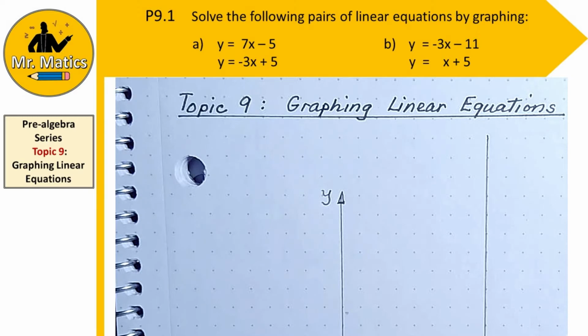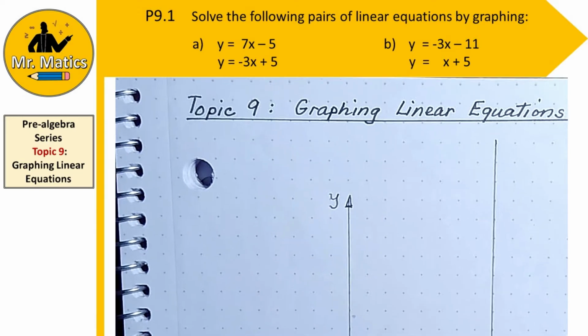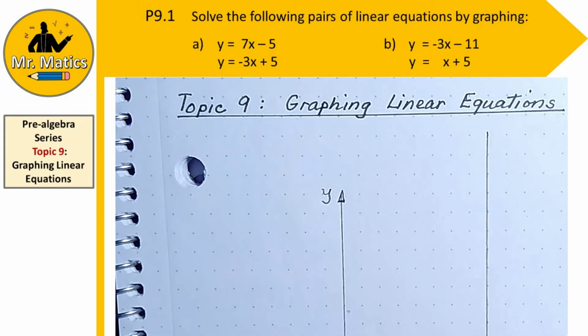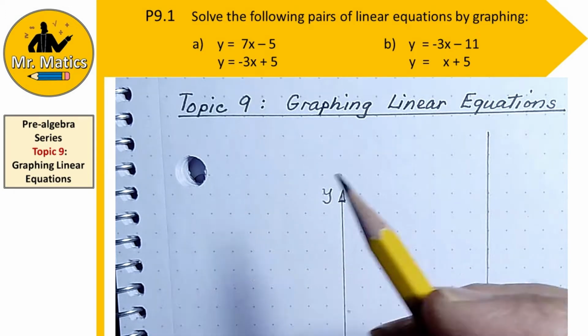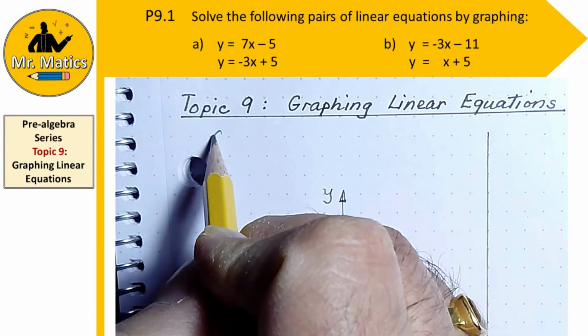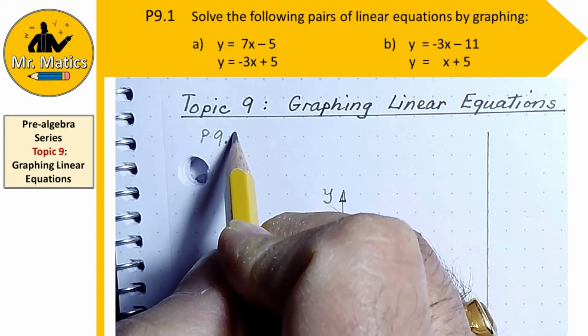Welcome back. Today we are going to do topic 9, graphing linear equations. Now, why are these simple equations that we work with called linear equations? Because when you plot x versus y, you get a straight line. That's why they're called linear equations. So we have two linear equations. I will first work out problem 9.1a, and then in the next video we will do problem 9.1b.